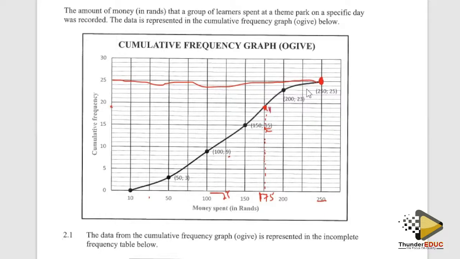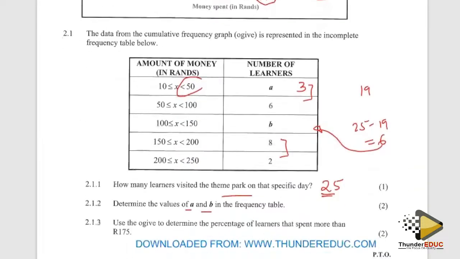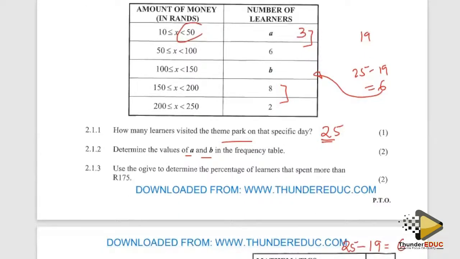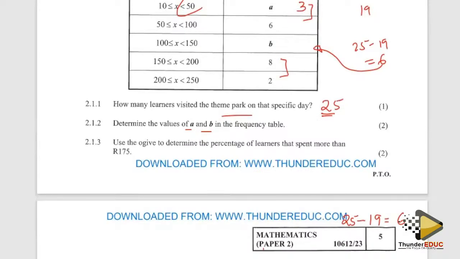Okay, so which means 19 learners spent 175 rand. Now the question is asking for more. So which means if I look at the area that is above the 19, that will represent the number of learners that spent more. So I'm just going to get 25 minus 19, which gives me 6 learners. The question wants the percentage. So it will be 6 over 25 times 100. So that is 24%.